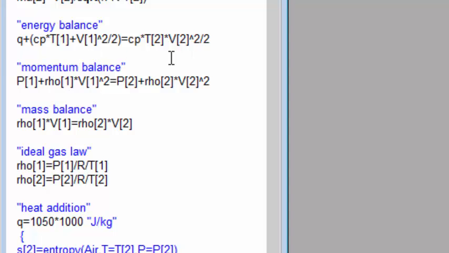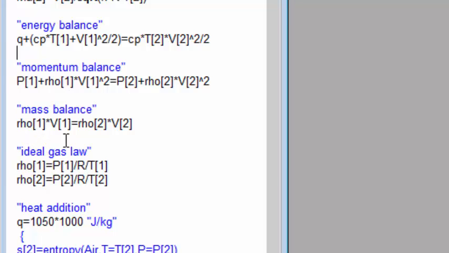There's no heat at the outlet term. I'm adding it to the inlet. Here's my momentum balance, the pressure plus the density, which I'm calling rho, times V squared. And we saw this energy balance, or sorry, this momentum balance on the previous slide. And then my mass balance, which is rho times V. And note here, V is velocity, not volume.